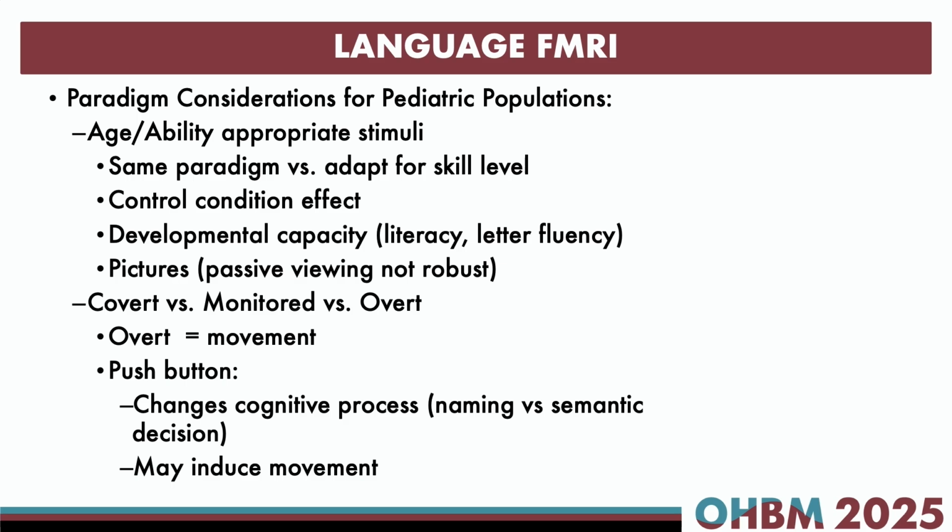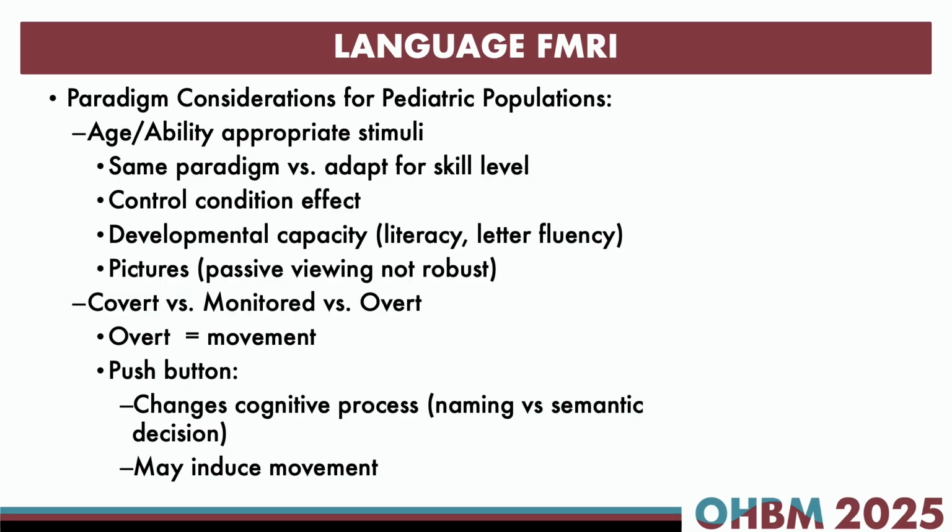Clinically, I'm always looking at the neuropsychological evaluation to see how the person's doing to decide what task to give. Similar with letter fluency or other frontal skills, executive functioning skills that may not have developed yet. Also pictures, a lot of people like to use pictures. We find with kids that passive viewing of pictures does not show robust activation, so just things to think about.